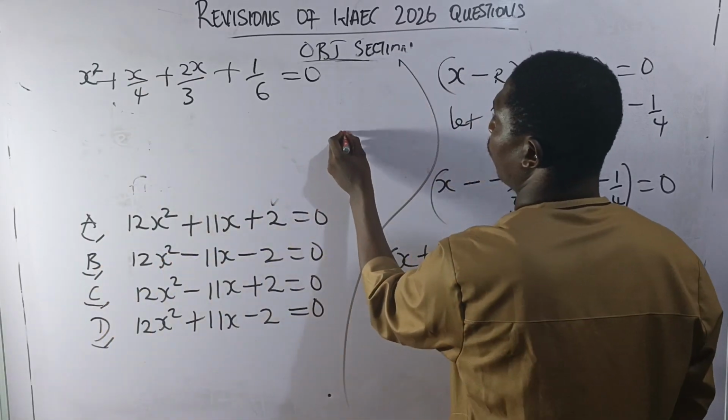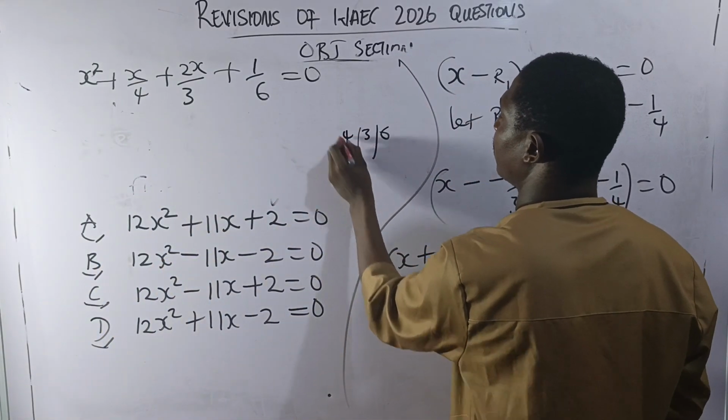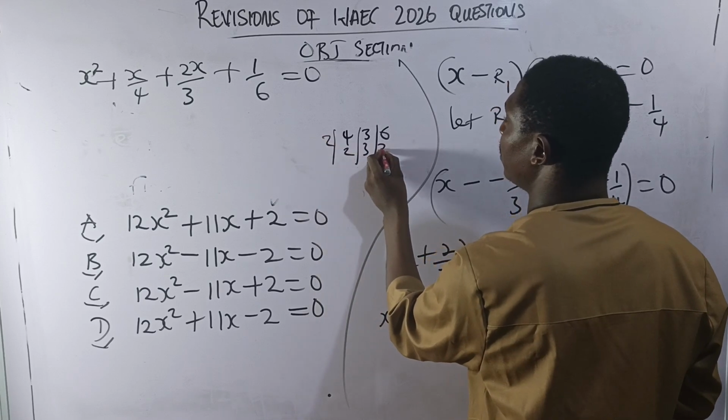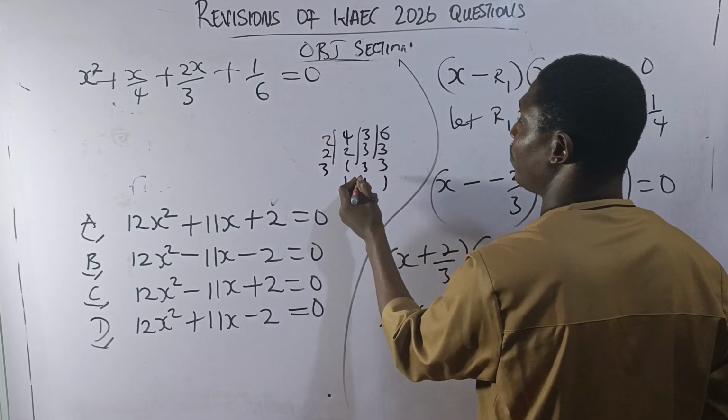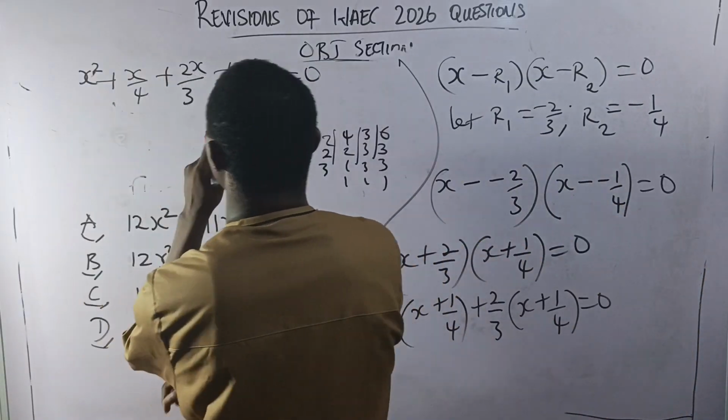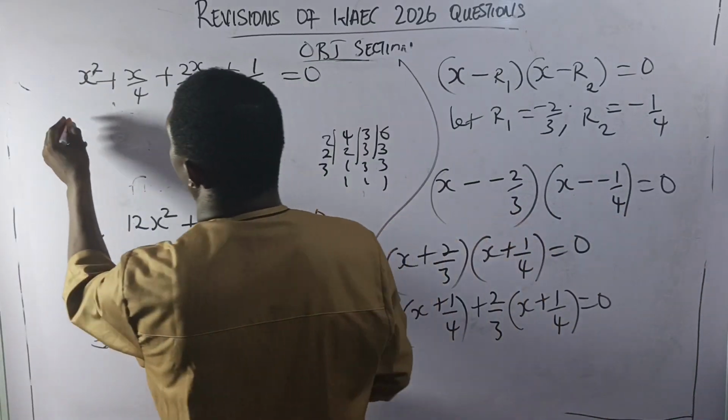Now, I'll take my LCM of 4, 3, 6. 2 here is 2, 3, 3. 2 here, 1, 3, 3. 3 here, 1, 1, 1. So my LCM is 12. Or multiply through by my LCM. So I have 12.